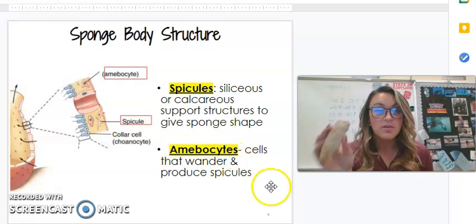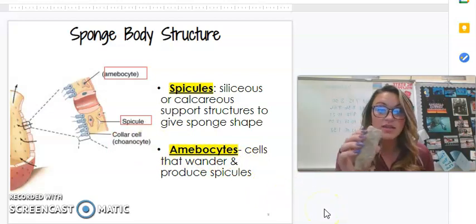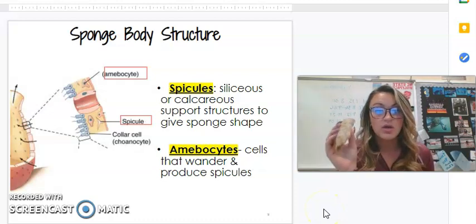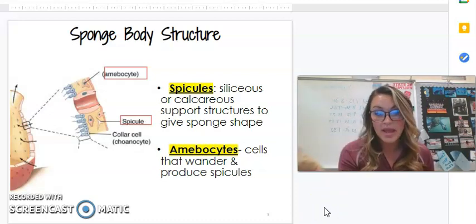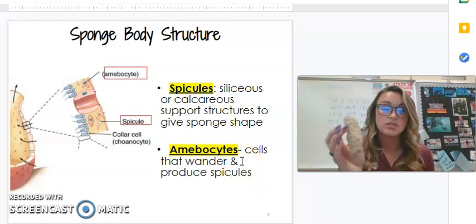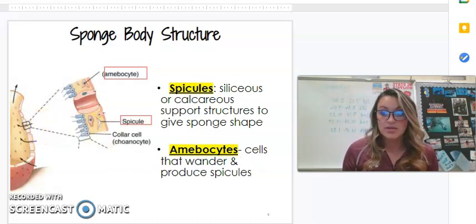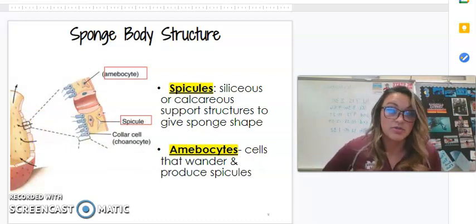all inside of that sponge's epidermal layer. All right, amoebocytes are cells that actually move around inside of the sponge, and they secrete either silica or calcium carbonate in order to make the spicules. So amoebocytes are what make the spicules, and spicules are what gives the sponge a little bit of form, a little bit of shape, or else it would just kind of be floppy like a jellyfish.